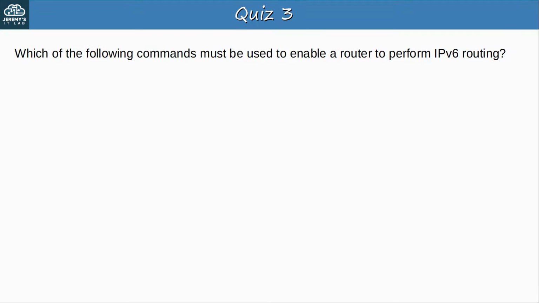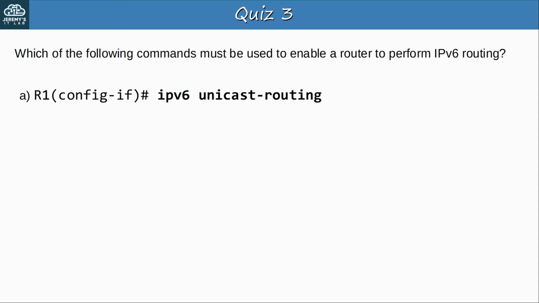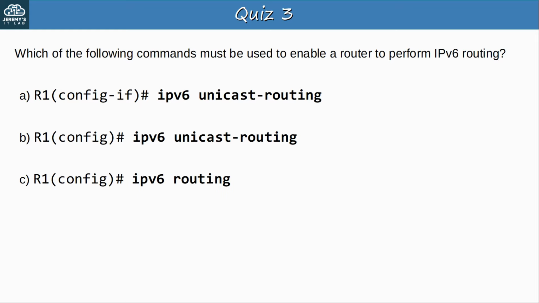Which of the following commands must be used to enable a router to perform IPv6 routing? A. IPv6 unicast routing from interface config mode. B. IPv6 unicast routing from global config mode. C. IPv6 routing from global config mode. Or D. IPv6 routing from interface config mode. Pause the video to think about your answer.